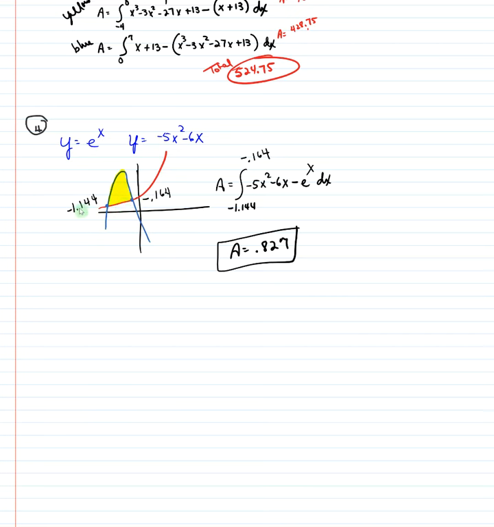So this one is negative 1.144. This one's negative 0.164. And so what's on top? The parabola's on top. The area is the integral from negative this one to the other one of the parabola minus e to the x dx. And your area, you'll leave it in a decimal form for this question, is 0.827.